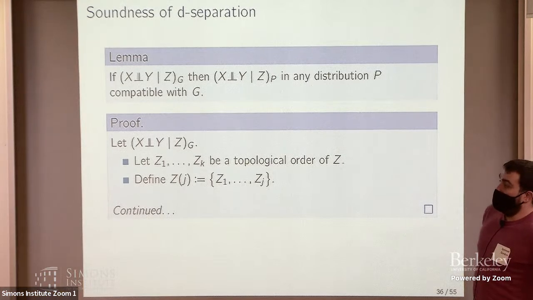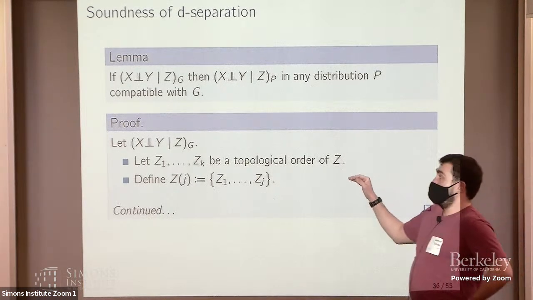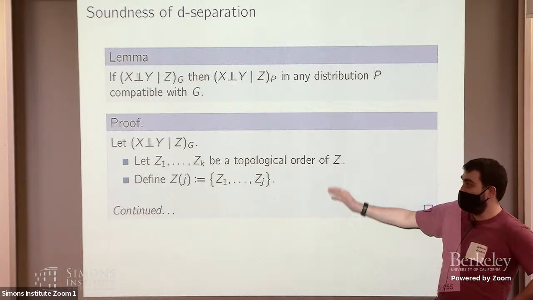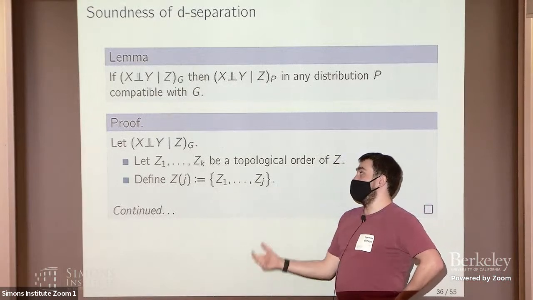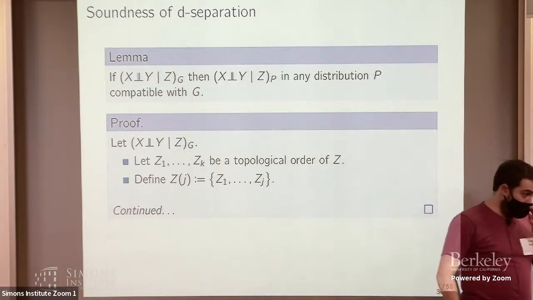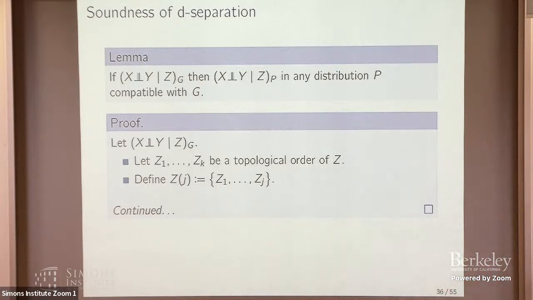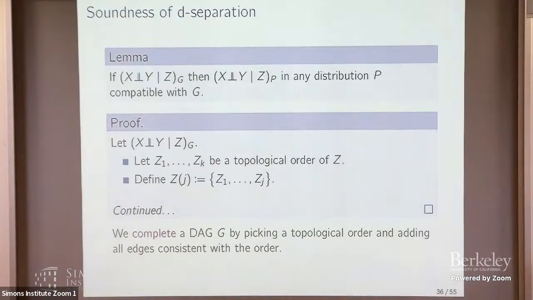So first, we're going to order the vertices in Z according to a topological order. And we're just going to introduce the shorthand Zj is just the first j Z vertices. And we're going to describe a procedure now for modifying the graph. Okay. So first, let me just introduce a piece of terminology. So this procedure is going to have a step where we complete a DAG.